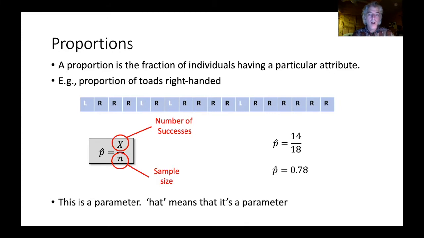And so this is our estimate from our statistical sample of what the proportion of right-handed toads is in the population. So the way that we calculate the proportion from our statistical sample is that we take the number of successes, that's denoted by the symbol X, and divide it by our sample size. So in this case, we had 14 out of 18 right-handed toads, and so our estimate of the proportion of right-handed toads in the population is 0.78.